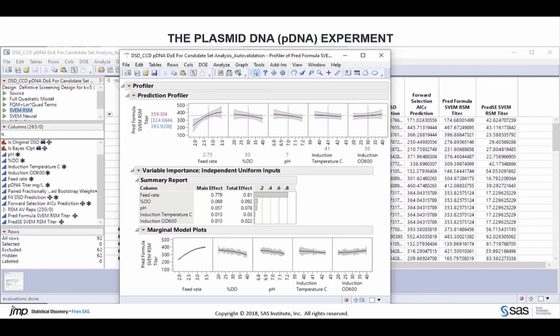It's very quick, so if we wanted to optimize this process, it's very clear that adding glucose is beneficial to yield. Dissolved oxygen has a slightly decreasing effect, as does pH, and for the other two variables, it looks like it's fairly flat. So we can set those to convenient settings if we'd like to.